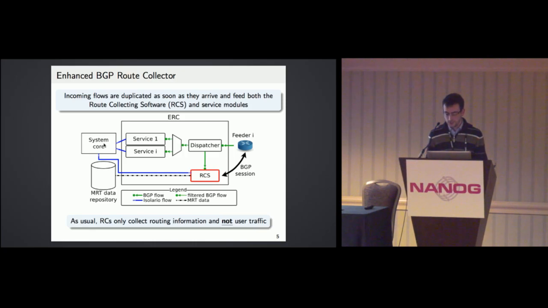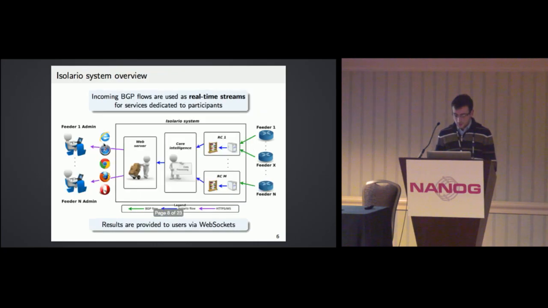For example, an application may want to retrieve in real time the portion of a given set of routes related to a given prefix. So the route collecting software must be able to answer this query very fast. And this is the big picture of the system.